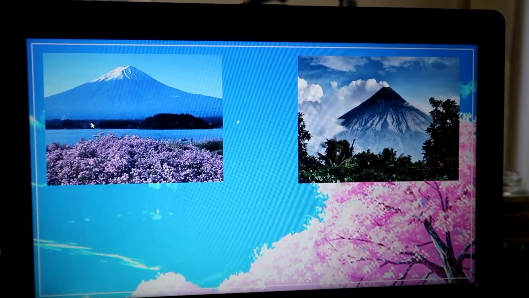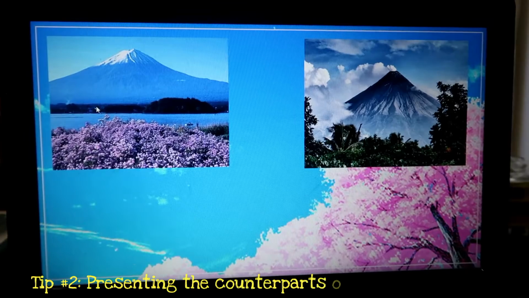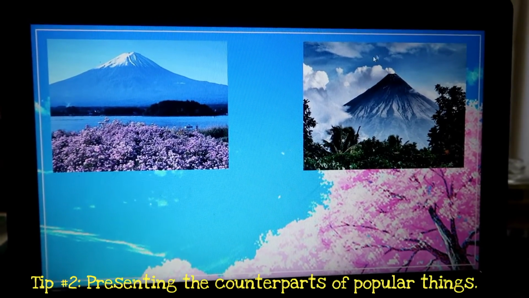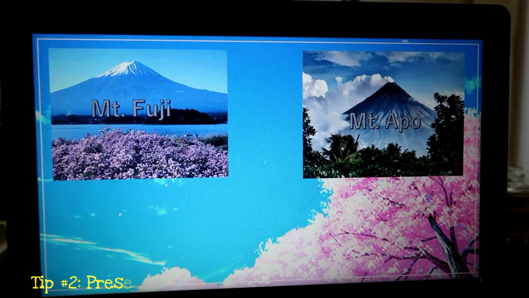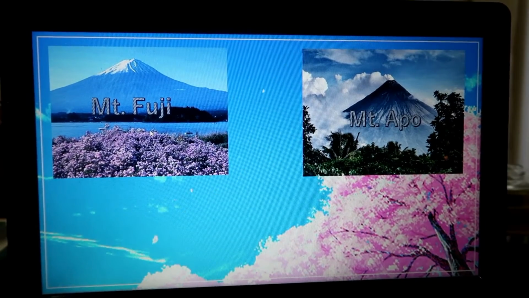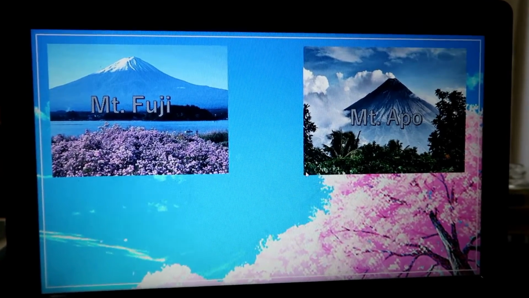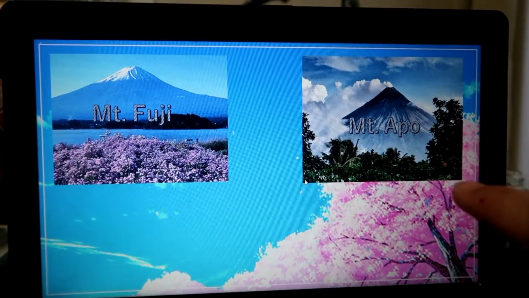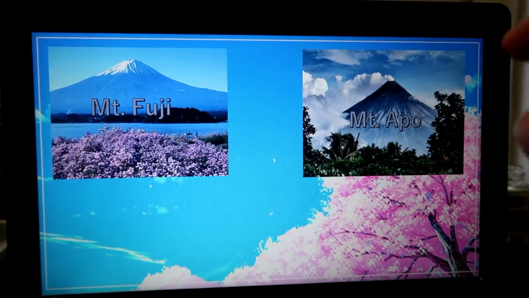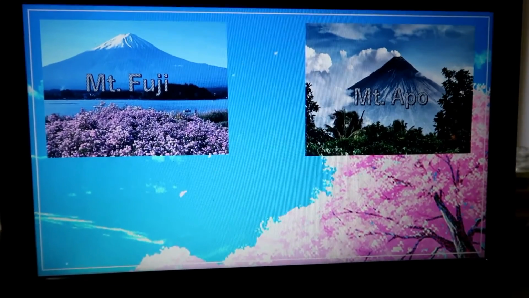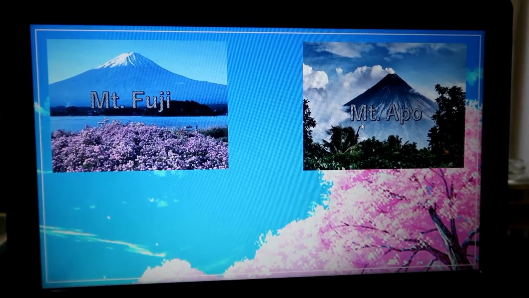Now, hey, what's this? Pointing to another picture that you've just shown. This is Mount Apo. Mount Fuji, Mount Apo. Now, of course, you can change this one depending on what you want to present to kids. Since I am from Davao, I'm presenting Mount Apo. So Mount Fuji and Mount Apo.